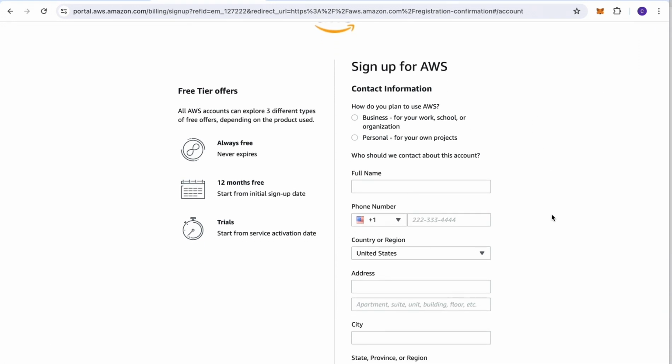How do you plan to use AWS, for business or for personal? So we are going to use this account for a personal project. You click on personal. Who should we contact about this account? So I'm going to provide my full name over there.